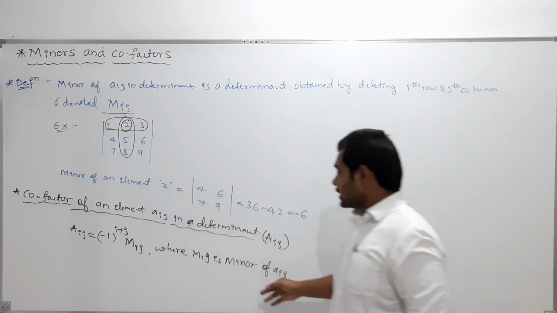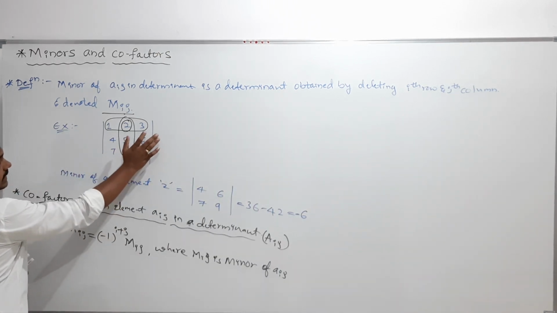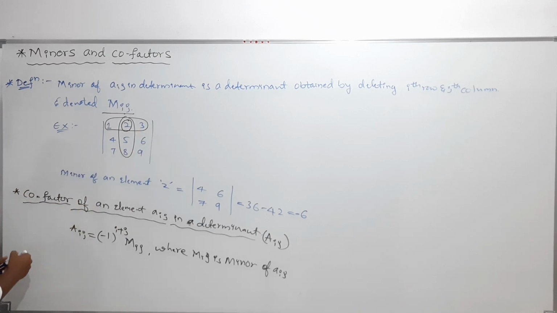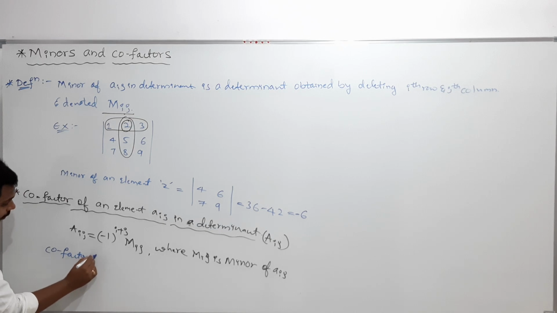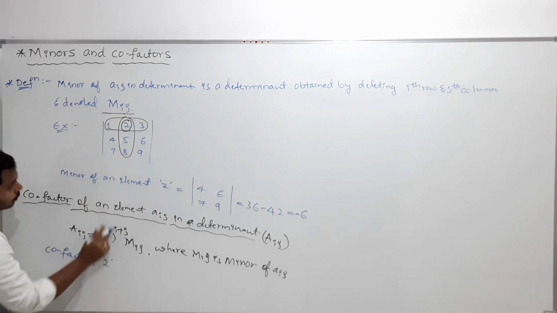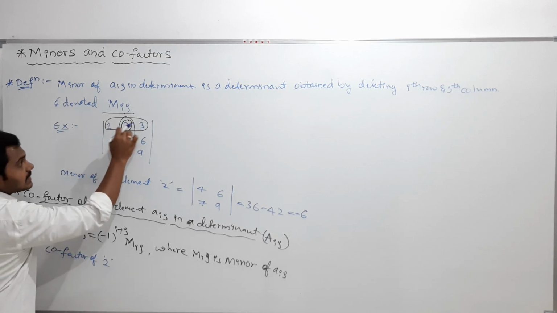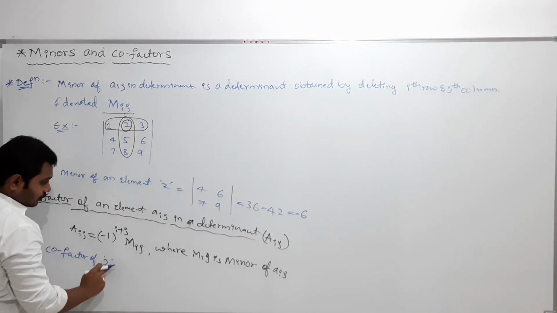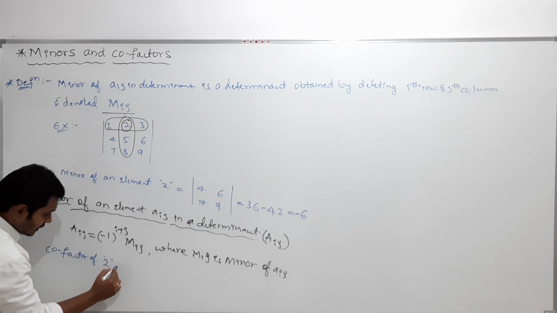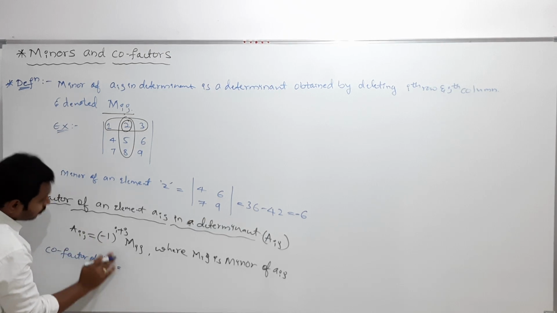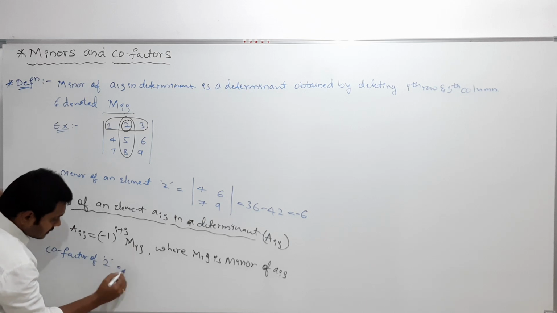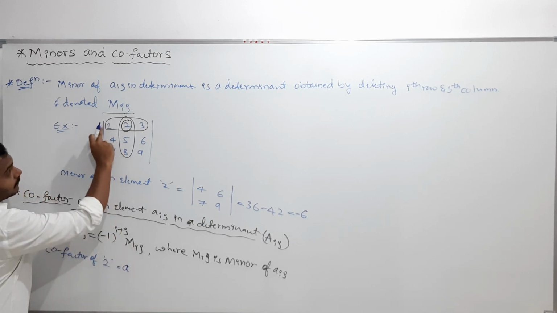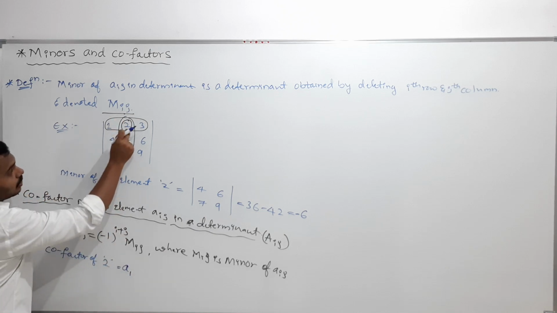So now my dear students, to understand more clearly, I will consider again the same example. If I want to calculate the cofactor of 2, it means I require the cofactor of this element 2. What is the formula I had? The element 2 is in the first row and second column.